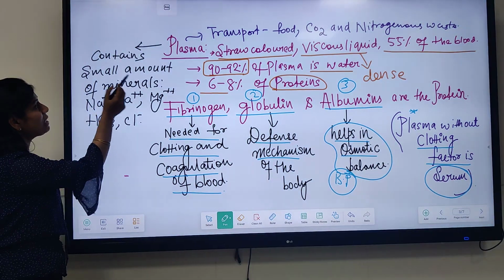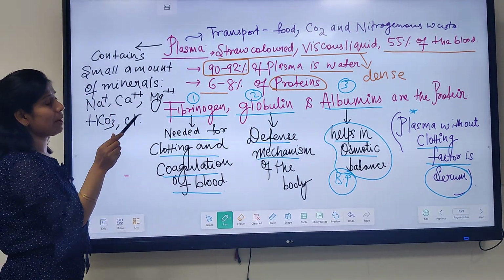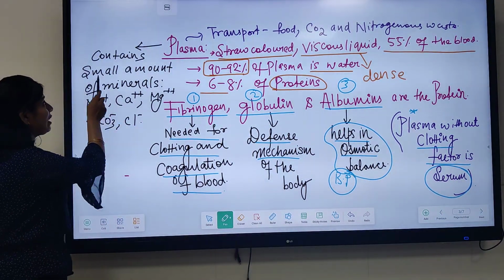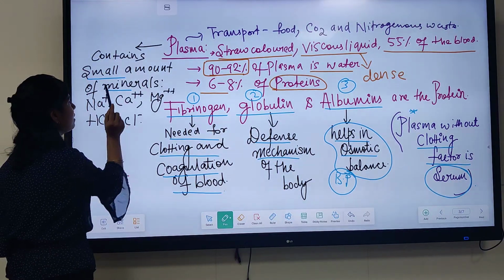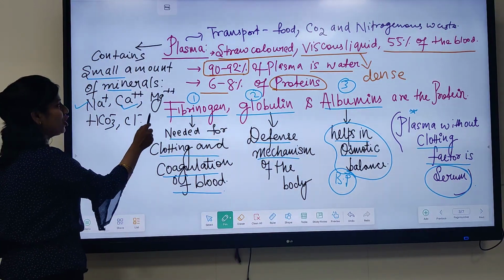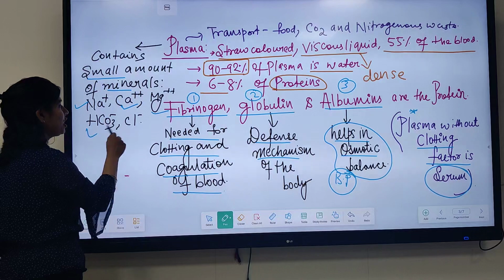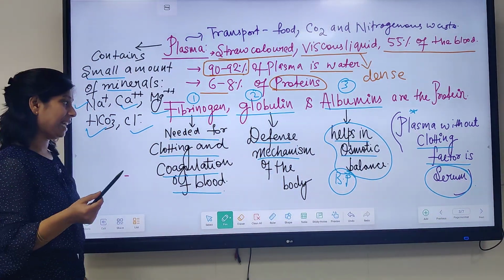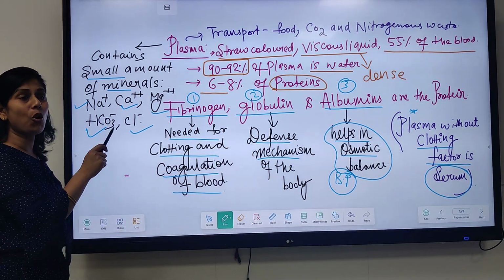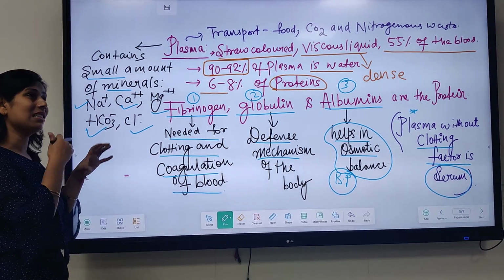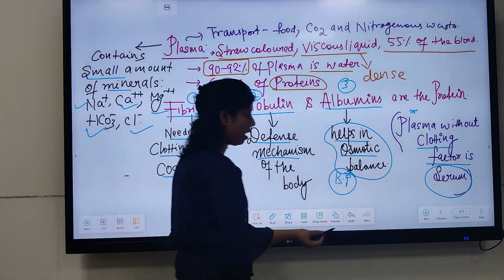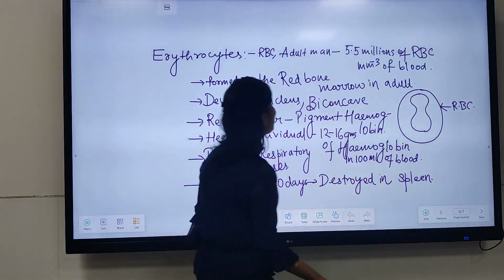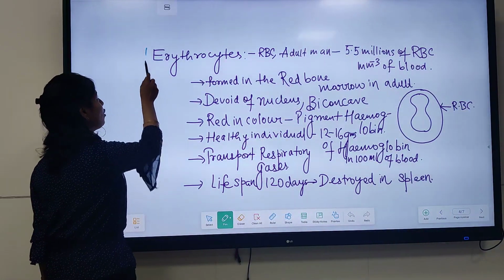Okay. Now plasma, what is the basic function of plasma? Plasma will have some small amount of minerals like sodium, calcium, magnesium, hydrogen carbonate and chlorine, which are required by the body. So plasma plays a very important role and contains certain antibodies as well. Alright, let's move ahead to the next topic, which is erythrocytes.